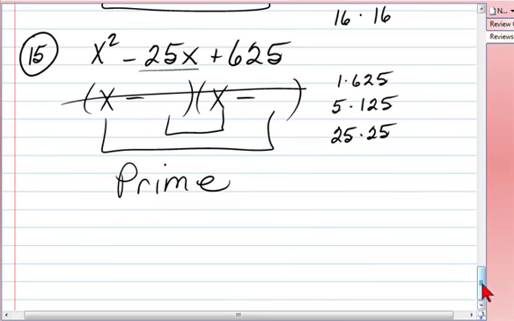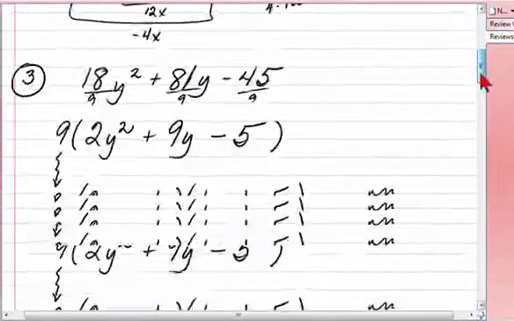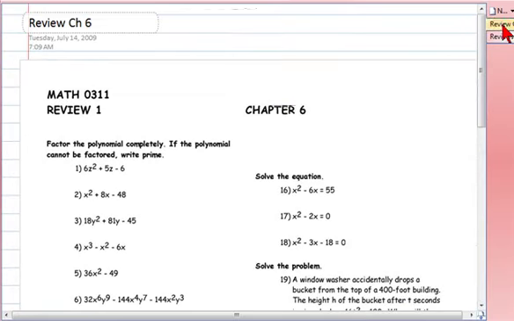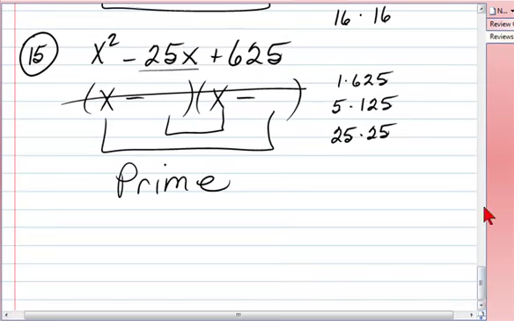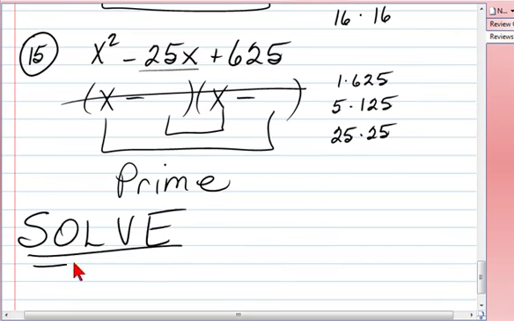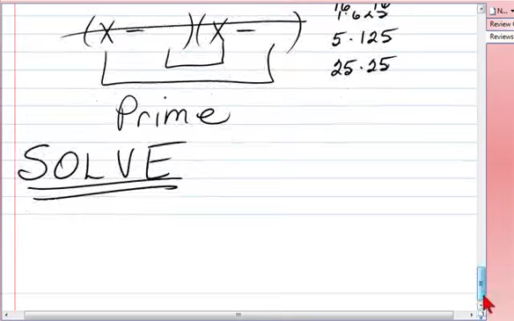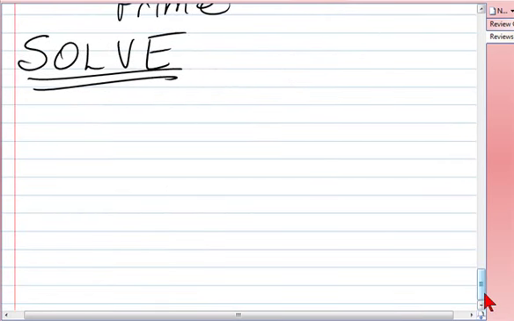Moving on in the review, I'm going all the way back up. Oh, I didn't need to do that. I go back to the sheet. I have just moved to number 16, and the instructions change. It says, solve the equation. We just got to section 6.6 as far as the test is concerned. So the instructions change. That means that now I'm going to make sure it's set equal to 0, and I'm going to find my values for x. Number 16. I have x squared minus 6x is equal to 55.